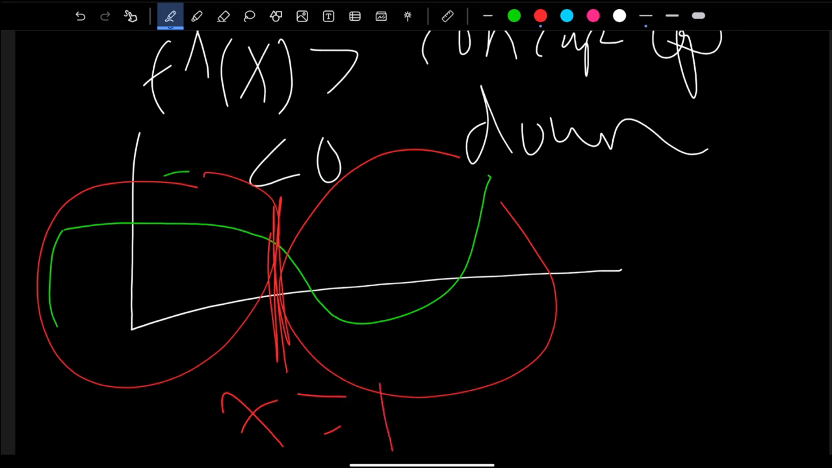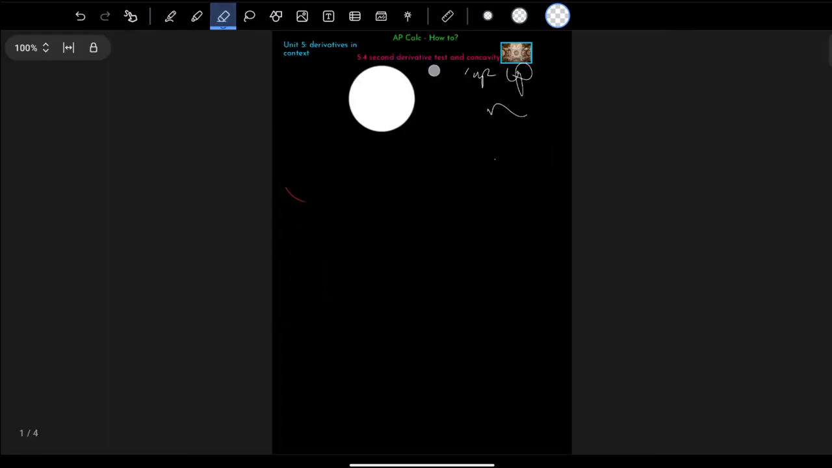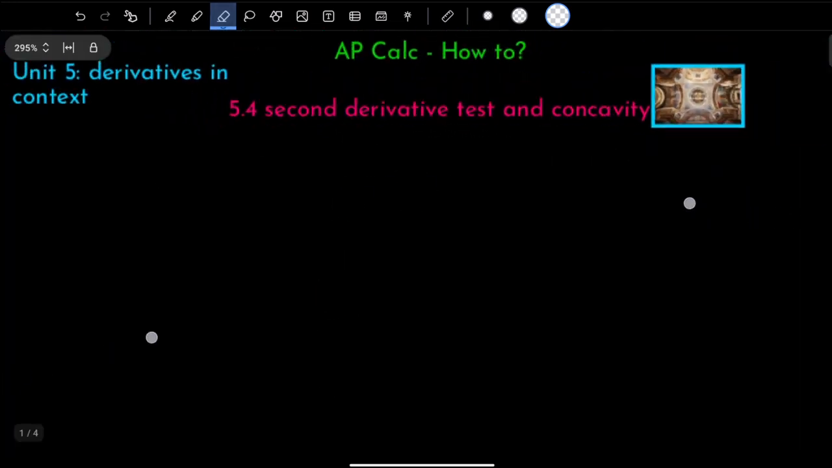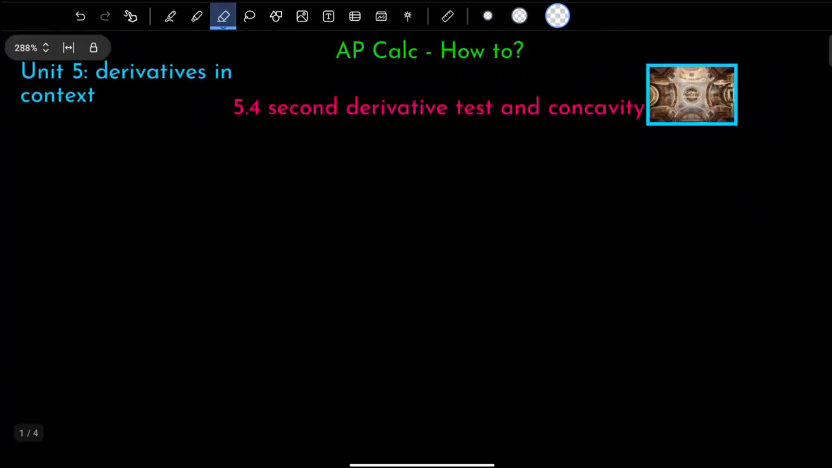Anyways, to summarize this video and what you guys have learned today, you'll need to remember f prime prime of x tells you concavity. If it's greater than 0, concave up. Less than 0, concave down. Points of inflection happen when f prime prime changes sign. The second derivative test will confirm when f prime equals 0.